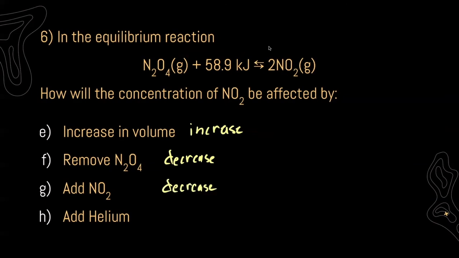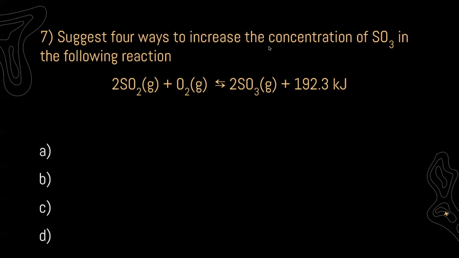And lastly, if we add helium, well, helium has nothing to do in this reaction, so if we add it, there'd be no change. Lastly, it says to suggest 4 ways to increase the concentration of sulfur trioxide in the following reaction. Sulfur trioxide is in my products, so that means if I increase my reactants, if I add sulfur dioxide or oxygen, I'm going to produce more sulfur trioxide.